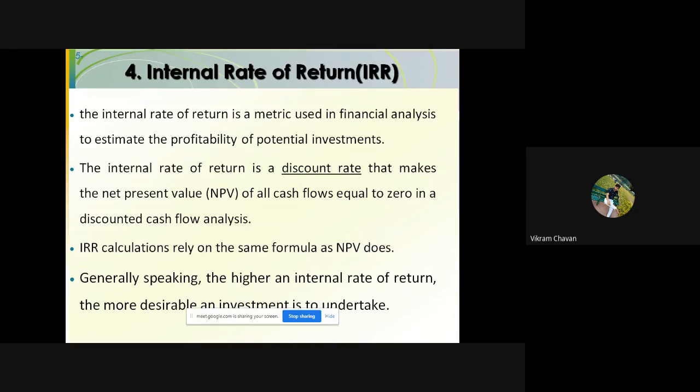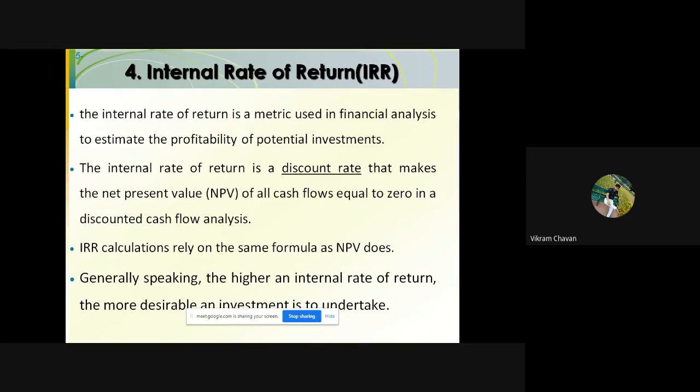So in the last lecture we have seen internal rate of return. That is one of the evaluation criteria for the investment decision. This internal rate of return totally depends on net present value only. It is a kind of discount rate for which the net present value equals zero. The discount rate at which NPV equals zero is nothing but the internal rate of return.